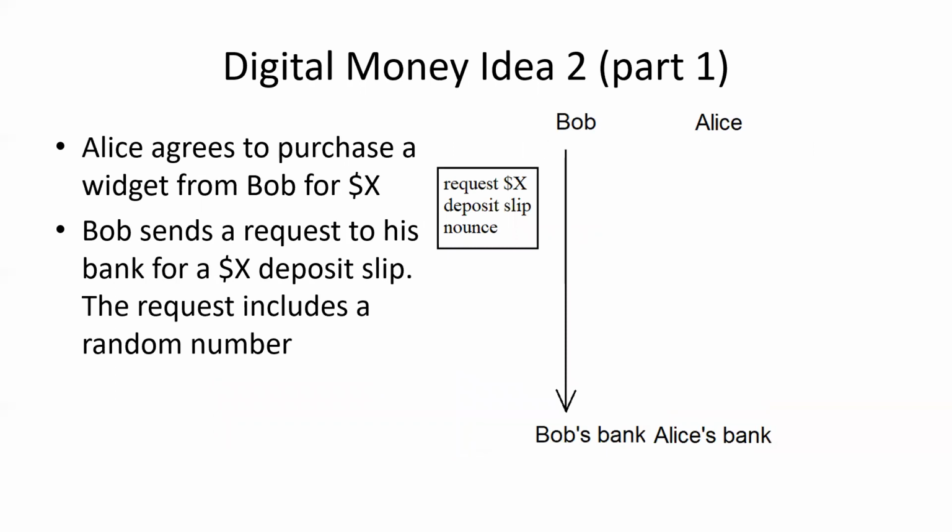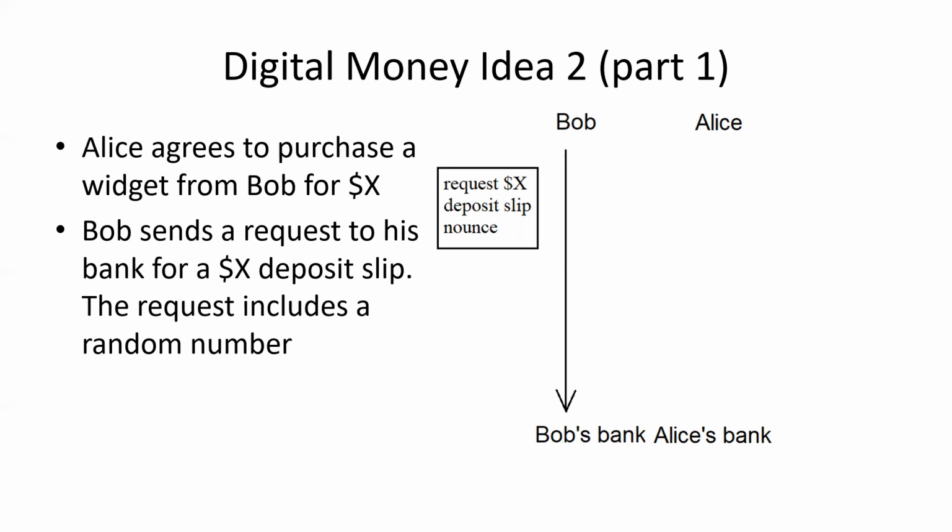All right. Alice wants to buy a widget from Bob, and they decided on the price, X dollars in this case. So first thing, Bob is going to request a deposit slip because he, in the future, is going to deposit that X dollars into the bank. And so he asks the bank, and he sends a nonce, a random number, which the bank is going to keep. So here in the picture, you can see that Bob is sending a request for an X dollar deposit slip and the random number to Bob's bank.